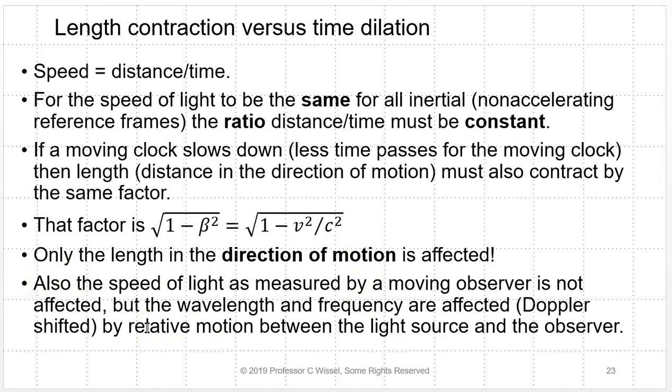Also, the speed of light as measured by a moving observer is not affected, but the wavelength, which is length related, and the frequency, which is time related, are affected. They are Doppler shifted by the relative motion between the light source and the observer.